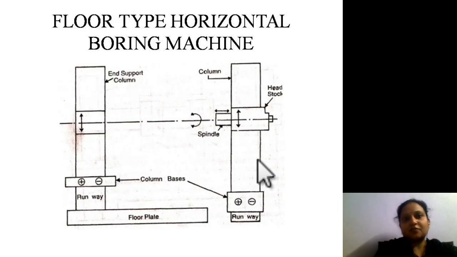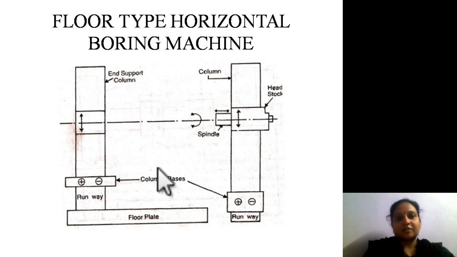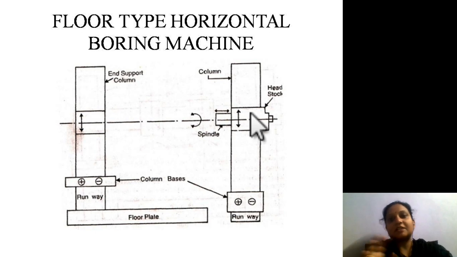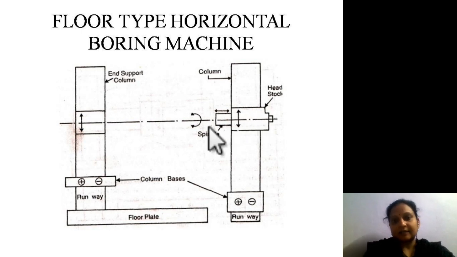Okay, next one is floor type of horizontal boring machine. In case of floor type horizontal boring machine, we have a floor plate and this floor plate will be mounted over the floor. And this is the end column support and this is the main column where you have the headstock. And as I told, the headstock will consist of all the gears and all the machine controls here. So, as the motor in the headstock rotates, the spindle will also rotate. So, as a result, the boring operation will get performed.